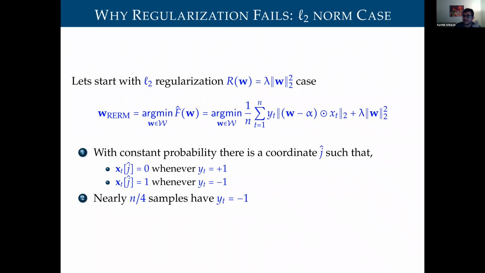R of W is going to be lambda times norm of W squared. Okay, so this is the typical ridge regression, or L2 regularization, type of scenario.